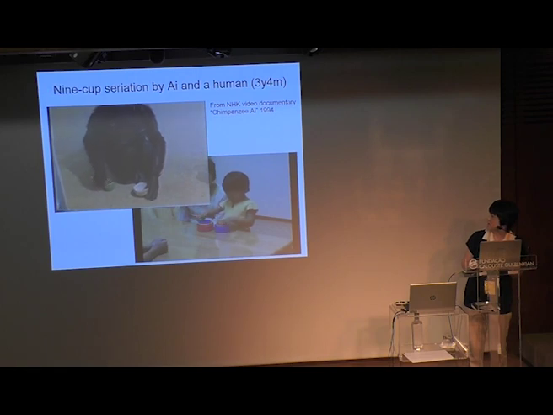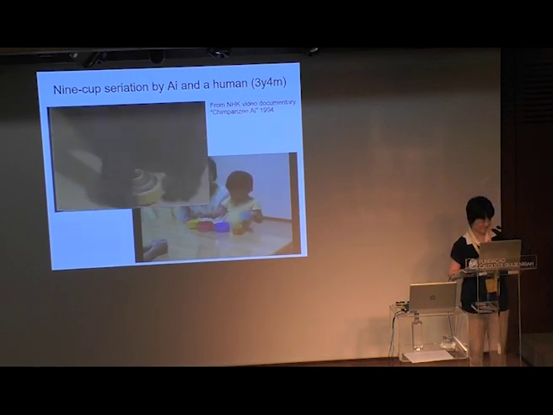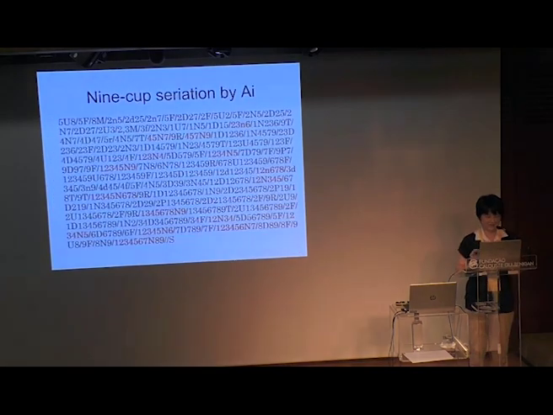And in the case of the human as well, she is trying many combinations. So now, finally, she succeeded. So this is the 9-cup seriation by I. It took 2.5 minutes to complete the task. And you can see some parts are colored in red, meaning she showed a sub-assembly strategy.